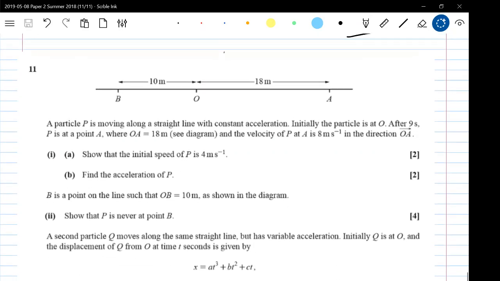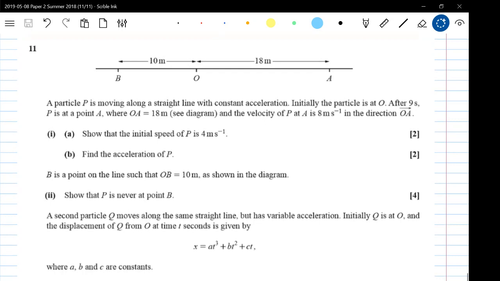So we're on question 11. A particle is moving along a straight line with constant acceleration. Initially it's at O. After 9 seconds, P is at the point A, where OA is 18 meters, and the velocity of P is 8 in the direction OA. Show that the initial speed of P is 4.